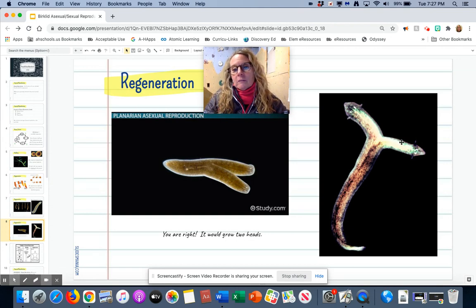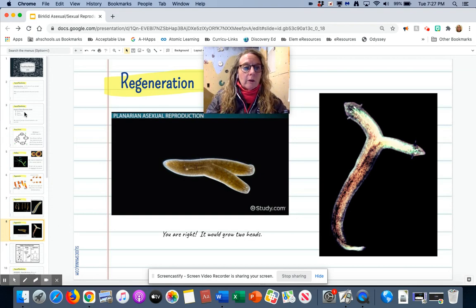Now the problem with that is they can do 2 different things. So it didn't live very long because it couldn't get to food, because one of the heads would try to go one way and the other head would try to go the other way. But that can happen. I just thought that's interesting.